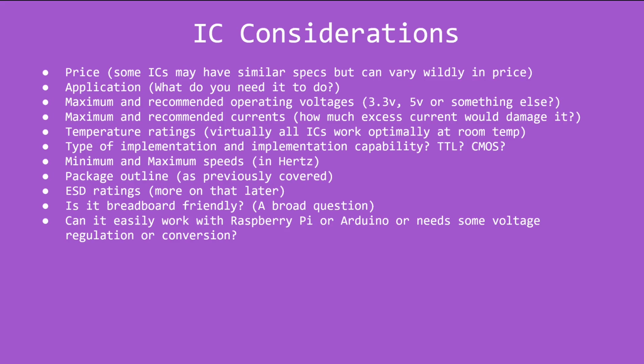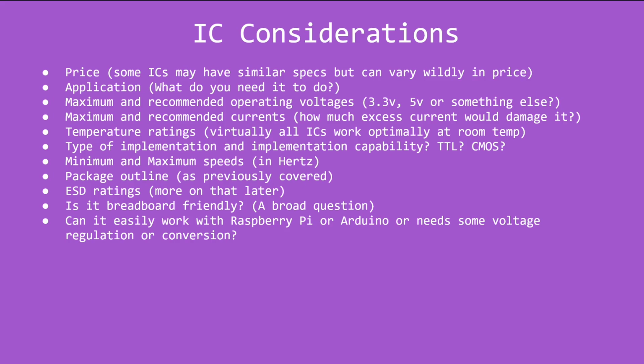Price might be a consideration. You might look at a couple of ICs depending on what your intended application is, and in that case, the price may actually vary. The operating voltages, there are going to be ranges for both digital and analog. If digital, can it work with 3.3 or is it stuck on 5 volts? Or even something like 1.8. Current limits, as we've discussed before, too much excess current can destroy the chip.